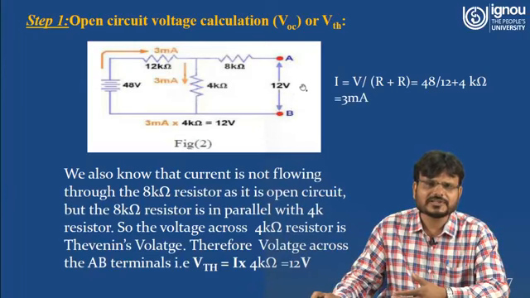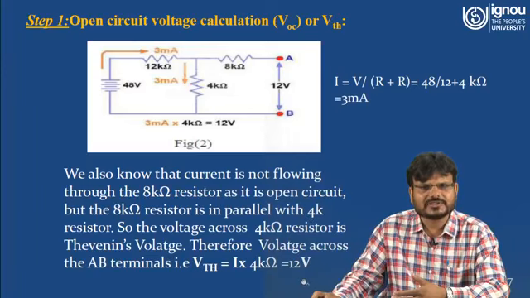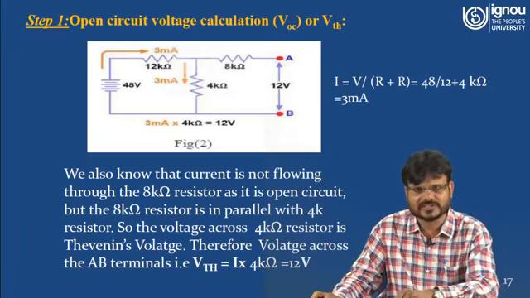Now because you are interested in calculating the Thevenin voltage VTH, VTH is equal to the current flowing through this 4 kilo ohm multiplied by this 4 kilo ohm. So VTH is equal to I, that is 3 milliampere, which is flowing through the 4 kilo ohm, multiplied by 4 kilo ohm. So 3 milliampere multiplied by 4 kilo ohm comes to 12 volts. So this is the Thevenin voltage. Now you have calculated the Thevenin voltage.